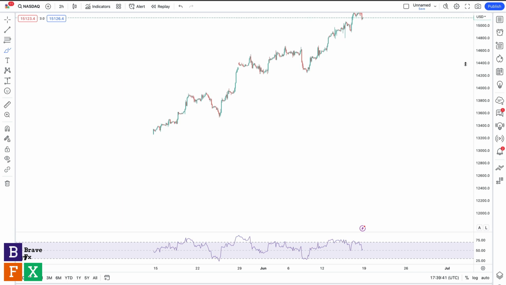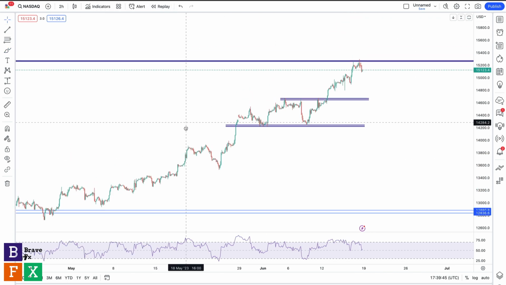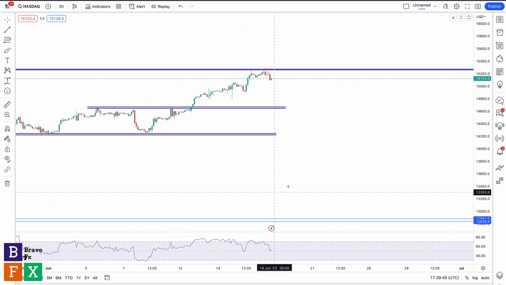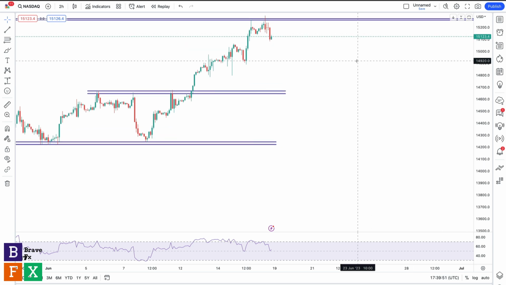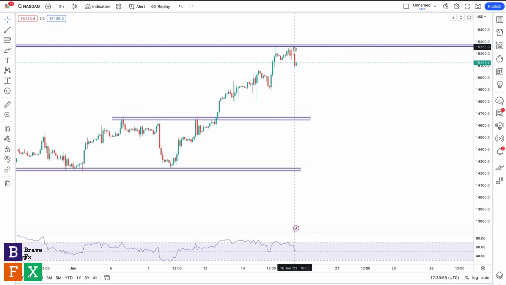Okay, so here we go. You can see we had a very good rejection from this area of value. On the 2 hours time frame, you can see we have some sort of a bearish engulfing candle, though this left a wick to the upside. This means we had a ton of bearish pressure coming from the top to the bottom, right?